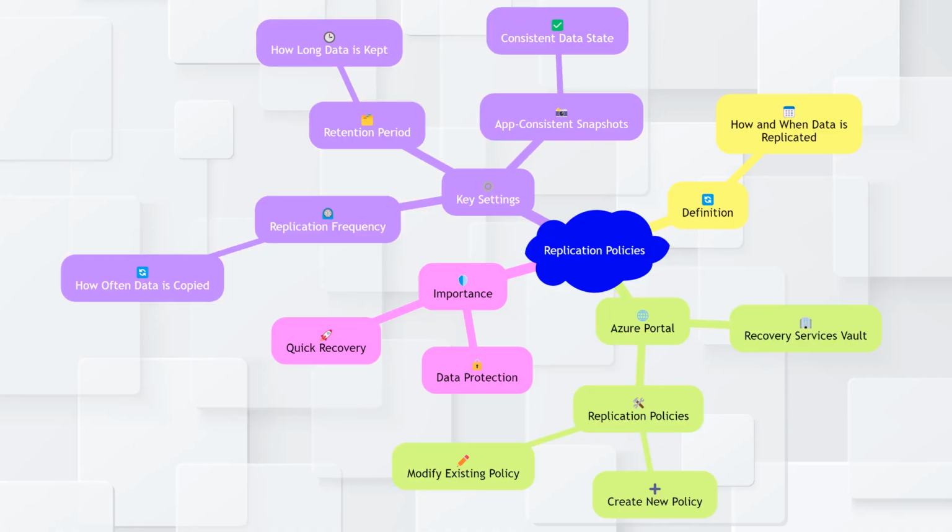Replication policies define how and when your data is replicated to the target environment. In the Azure portal, navigate to the Recovery Services Vault and select Replication Policies. Here, you can create a new policy or modify an existing one. Key settings include the replication frequency, which determines how often data is copied, and the retention period, which specifies how long replicated data is kept. You can also configure app-consistent snapshots, which ensure that all data is in a consistent state at the time of replication. These policies are essential for ensuring that your data is protected and can be recovered quickly.